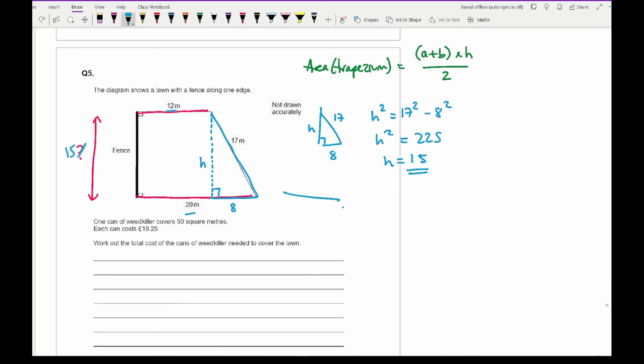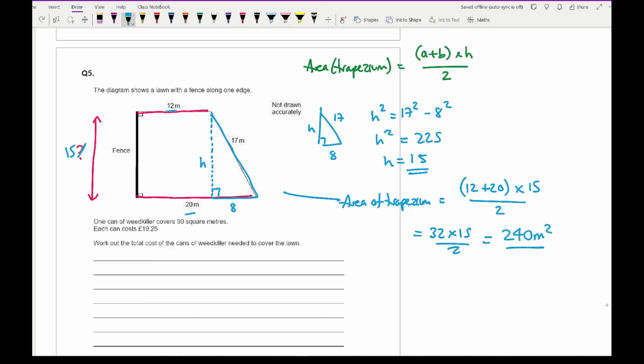So I can then work out the area of the trapezium, which is 12 plus 20, multiplied by the height, divided by 2. And that gives me an answer of 32 times 15 divided by 2, which is 240 metres squared.